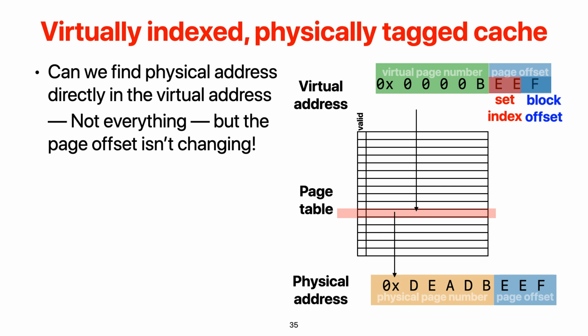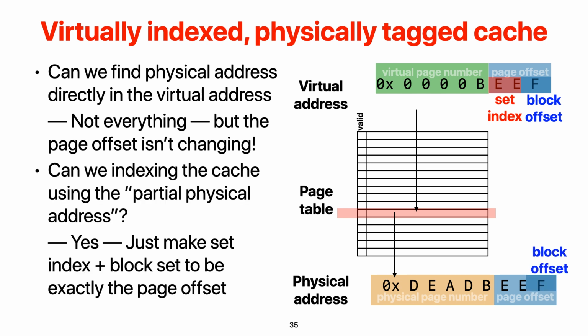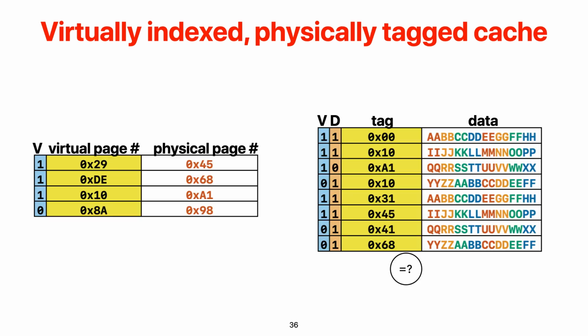Now, no matter whether you use the physical address or the virtual address, the set index and the block offset would be exactly the same. And the remaining bits, if we use them as the tag, then after translation, the translation result and the tag should give the same thing if there's a hit. So that's the basic idea of a virtually indexed, physically tagged cache.